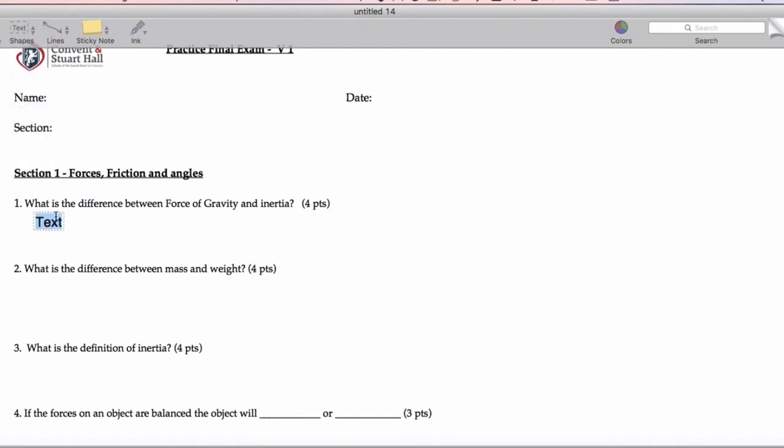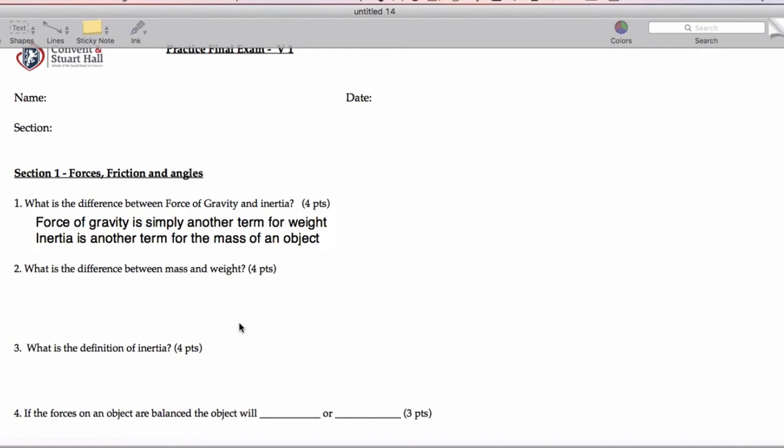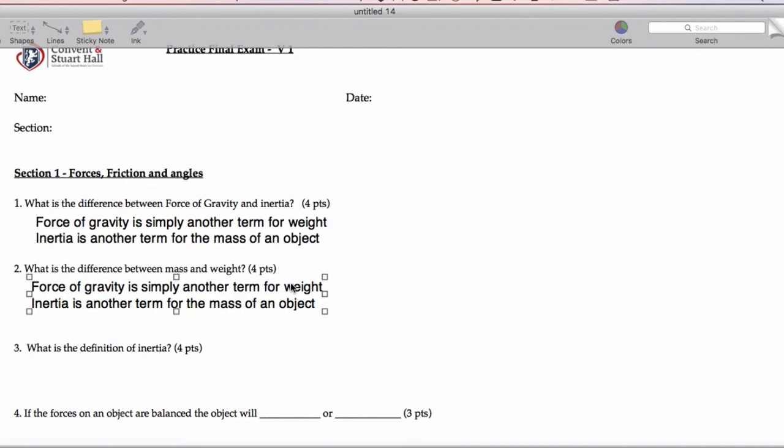So first, the difference between force of gravity and inertia is simply this. Force of gravity is simply another term for weight, whereas inertia is another term for the mass of an object. Again, we're not defining things there, we're simply stating differences. And interestingly enough, I happen to choose this question so that questions 1 and 2 are oddly identical. That's not going to necessarily happen on your real exam, but it's a happy coincidence here.